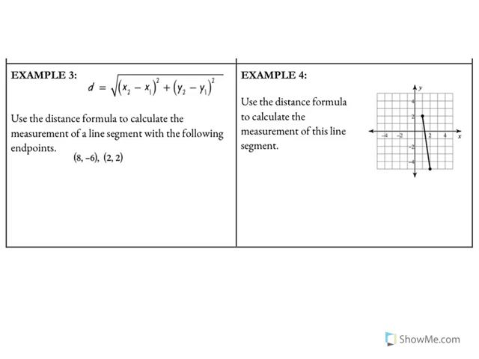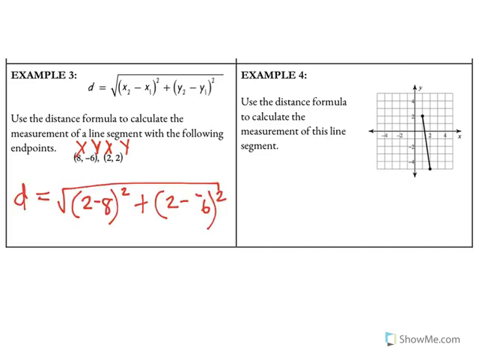Example 3 asks to use the distance formula to calculate the measurement of a line segment with the following endpoints. If we're using these coordinate pairs, we know that this is x, this is y, this is x, and this is y. I'm going to go ahead and set up the distance formula. Once again, pause the video, set it up for yourself, and check to see if you are doing it the same way as me, and then we'll solve it together.